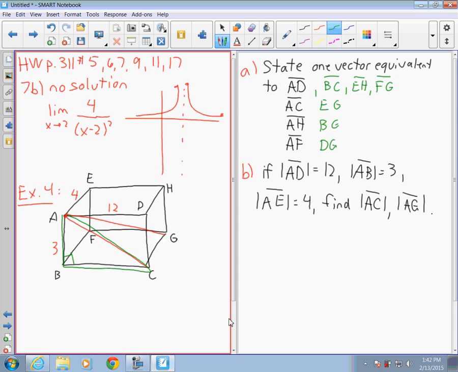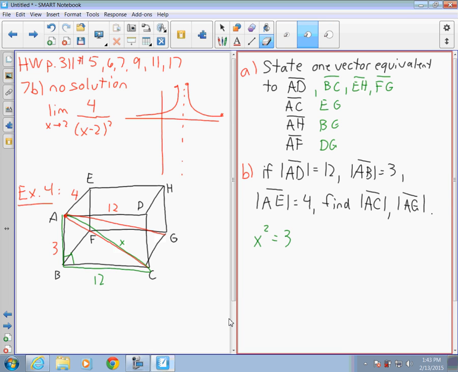Using my equivalent statements, what's the distance of BC going to be? 12. Okay? And I'll call this x. So I'm just going to use the Pythagorean theorem. X squared equals 3 squared. I shall do it properly.